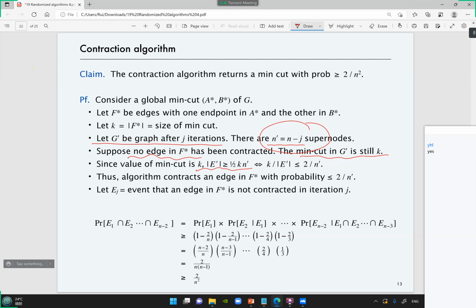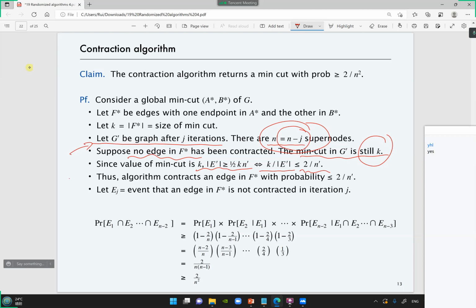And now in the jth iteration, what's the probability that you contract one of these min-cut edges? What's the probability this bad thing happens? Well, because your min-cut has size k, the probability is going to be k divided by the number of edges. And we said the number of edges is at least 1/2 k m prime. And so therefore, again, the probability that you remove one of these min-cut edges is going to be 2 divided by m prime. In the first round, it was 2 divided by n, and now it's 2 divided by m prime, where m prime is equal to m minus j.